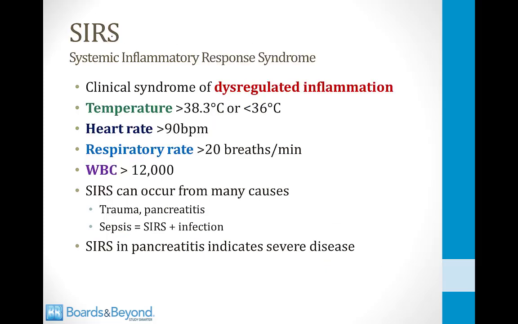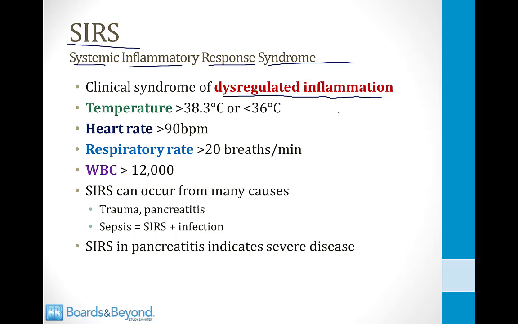Patients with more severe acute pancreatitis can develop a clinical syndrome known as SIRS. SIRS stands for the Systemic Inflammatory Response Syndrome, and it is a clinical syndrome of dysregulated inflammation. And asking medical students for the 4 criteria of SIRS is a classic question on rounds, so you should be familiar with the diagnostic criteria of SIRS.